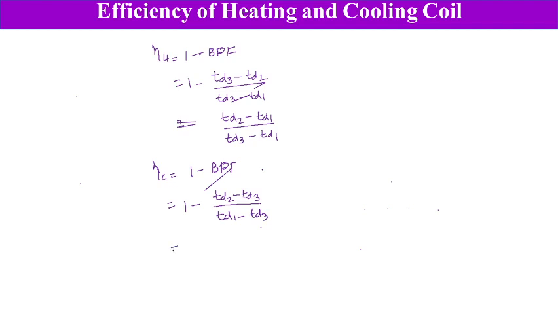On simplification, the efficiency of cooling coil is given by TD1 minus TD2 whole divided by TD1 minus TD3. So this gives us the efficiency of cooling coil.